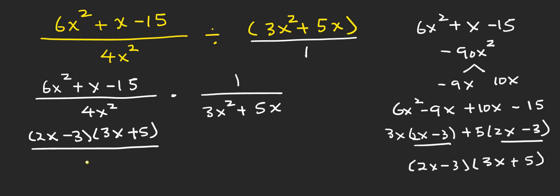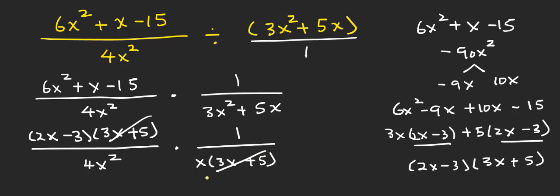You cannot factor 4x squared, times 1 over, what is the greatest common factor? x. So you get x times 3x plus 5. What cancels out here? 3x plus 5 and 3x plus 5. And that's it. So you end up getting 2x minus 3 times 1, which is 2x minus 3, all over 4x to the third. Don't forget the x over here. You have to multiply x and 4x squared. So that will be your final answer.